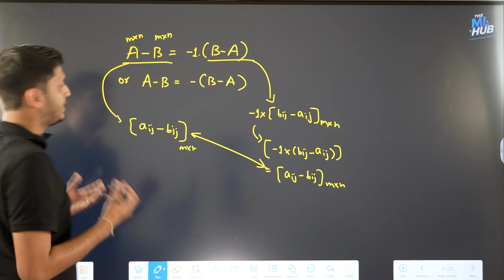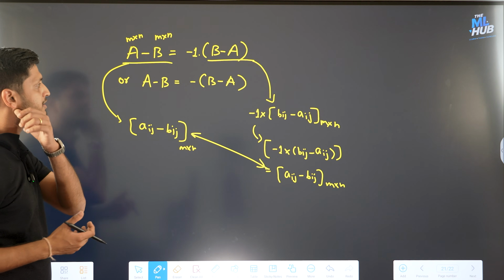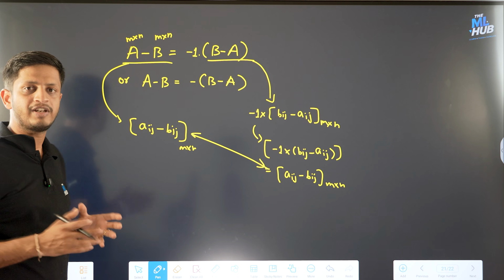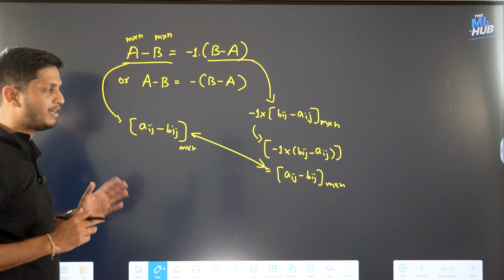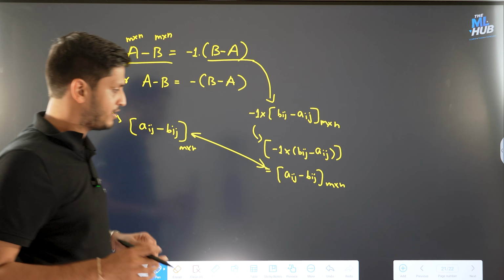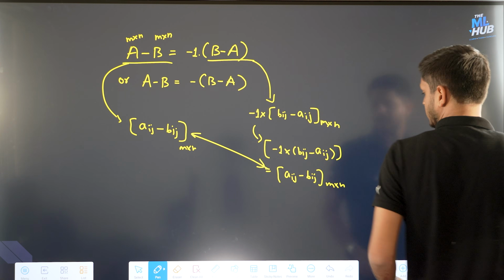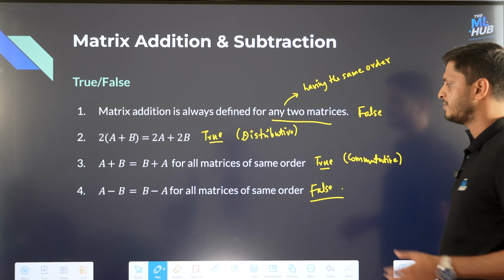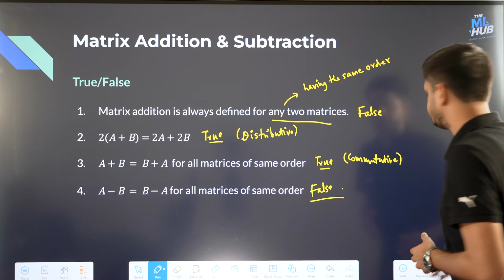So for matrix subtraction, A minus B is nothing but minus 1 times B minus A. Every element should be multiplied by minus 1, and it is not commutative. It is not commutative, and hence the fourth statement here was false. Okay, matrix subtraction is not commutative. Cool.